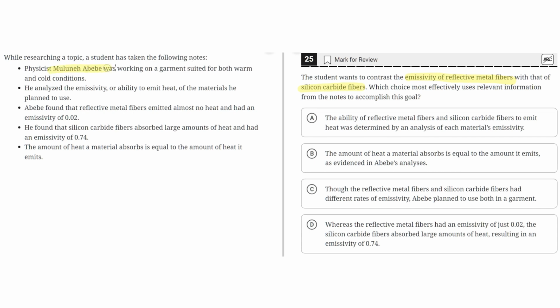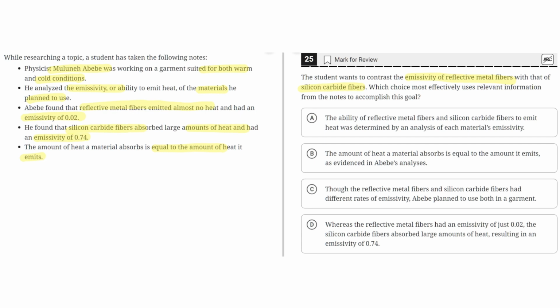Physicist Mulene Abebe was working on a garment suited for both warm and cold conditions. He analyzed the emissivity, or ability to emit heat, of the materials he planned to use. Abebe found that reflective metal fibers emitted almost no heat and had an emissivity of 0.02. He found that silicon carbide fibers absorbed large amounts of heat and had an emissivity of 0.74. The amount of heat a material absorbs is equal to the amount of heat it emits.